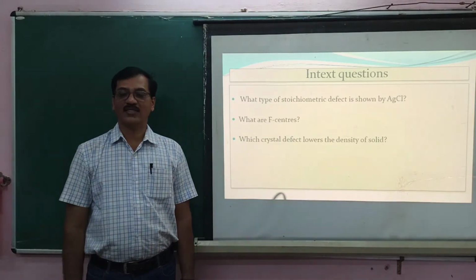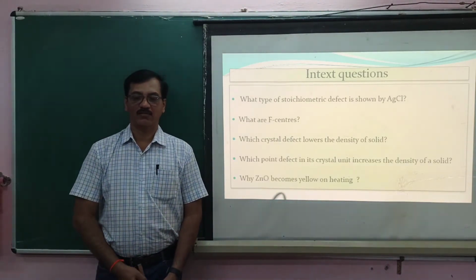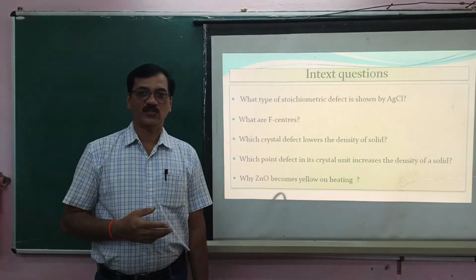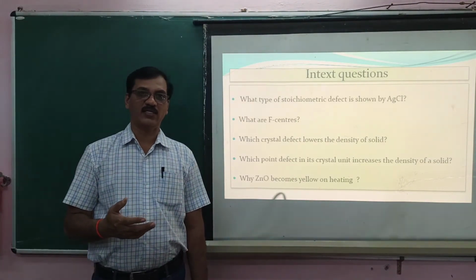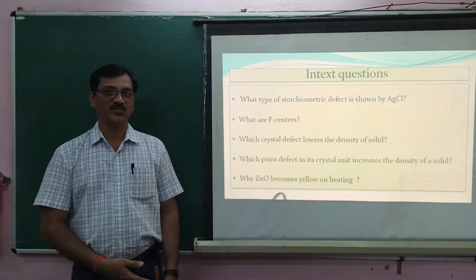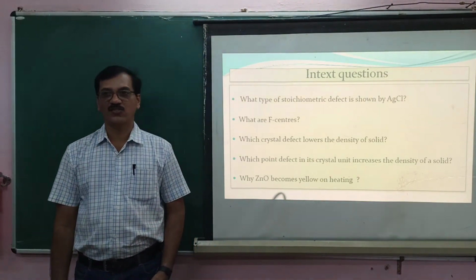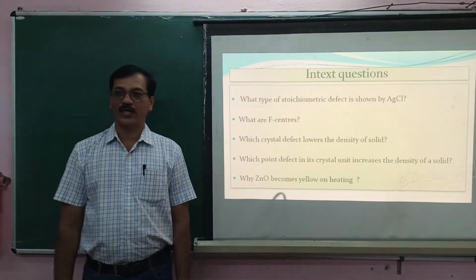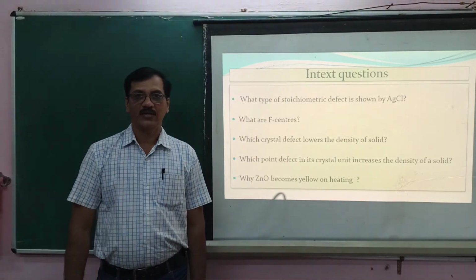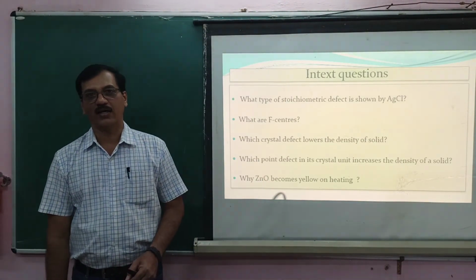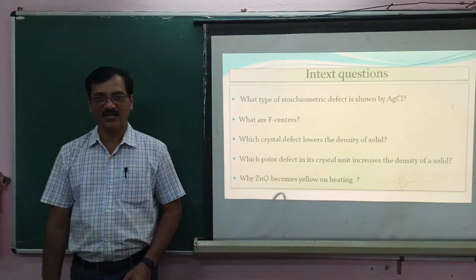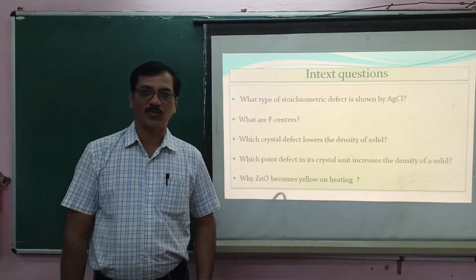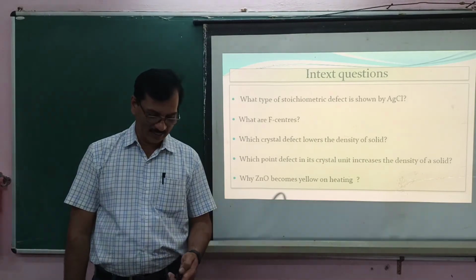Which crystal defect lowers the density of the solid? So the Schottky defect lowers the density of the solid. Also the vacancy defect. Schottky defect in case of ionic crystals and vacancy defect in case of metallic solids show such kind of defect. Okay. So which point defect increases the density of the solid? When there is interstitial defect, it increases the density of the solid. Why does ZnO become yellow on heating? So the same explanation I have just given is to be written in a correct order.